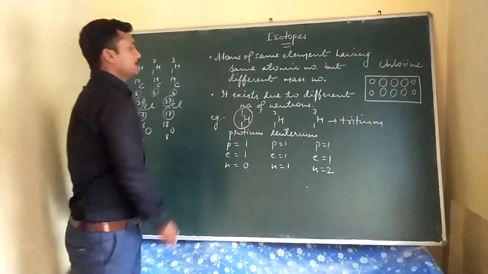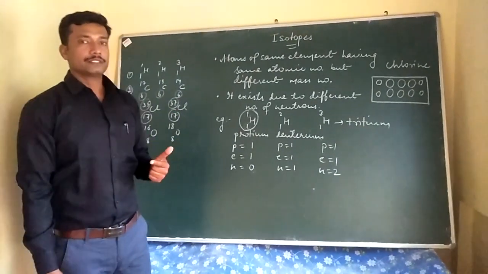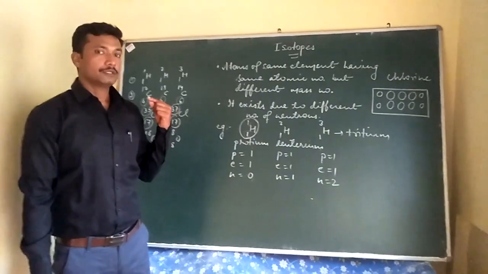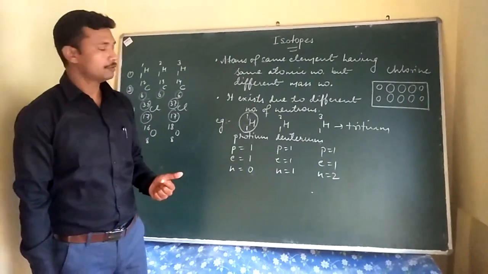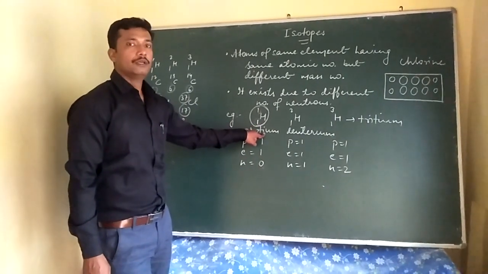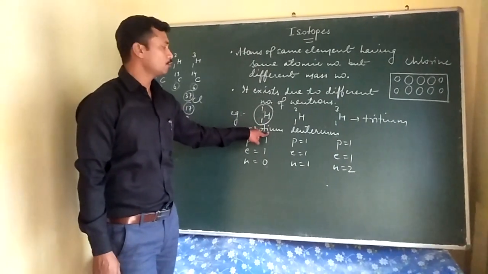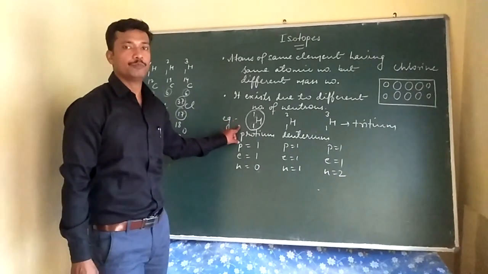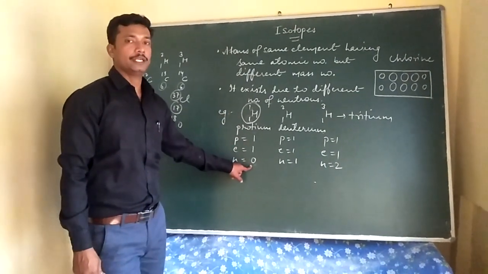Now one very important thing: sometimes a question is asked on this, that is, name the isotope of hydrogen that does not contain any neutron. You can see it is this isotope of hydrogen, and you have to name it as protium. So protium is the isotope which does not contain any neutron.